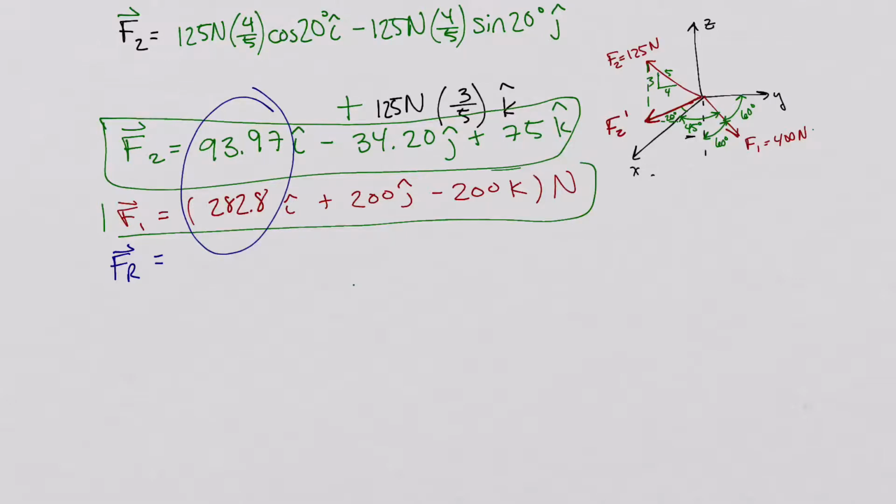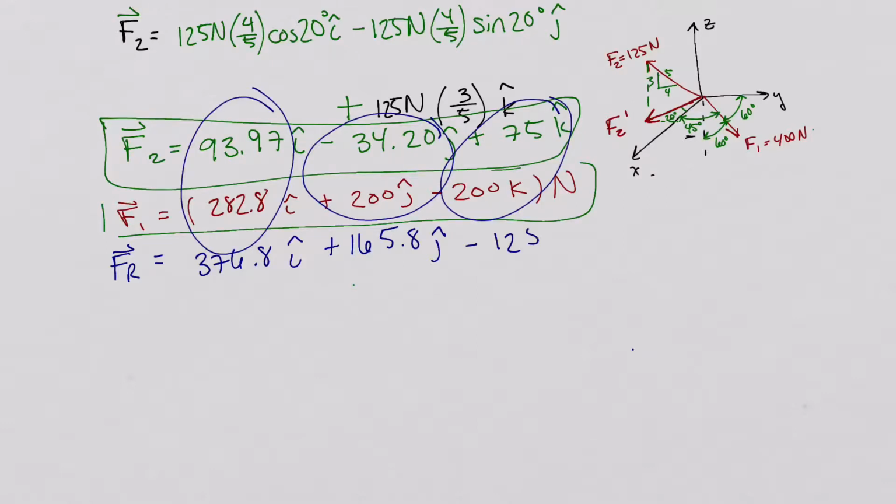So the resultant force, we're just going to add the I components. 282.8 plus 93.97. So we get 376.8 I. And then negative 34.2 plus 200. So we get plus 165.8 J. So I just added those two. And then for K, we're just going to add those two. So minus 125 K. And this is all in newtons.